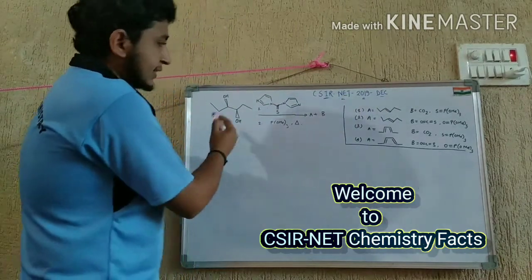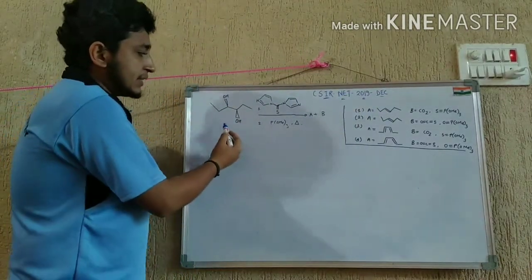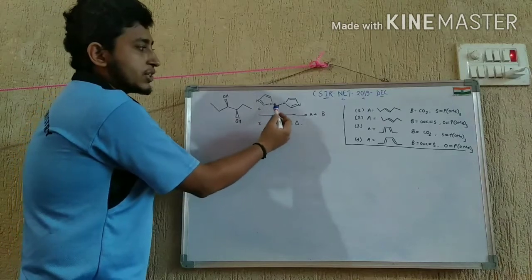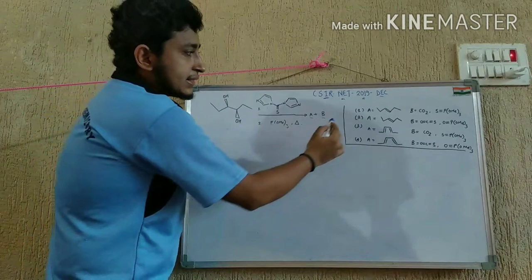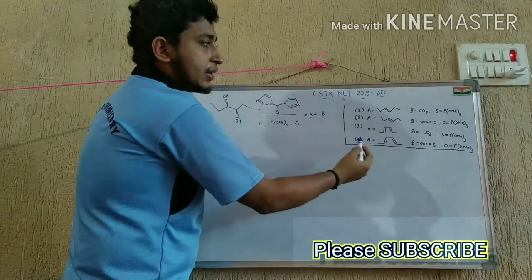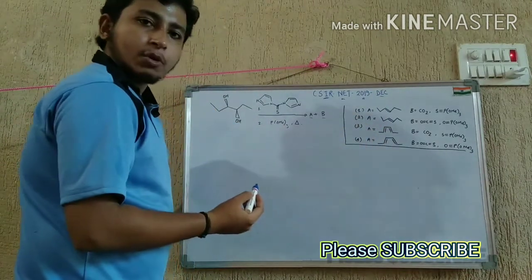This is the question on the screen, and you can see this is the diol associated with these two reagents. This is reagent 1 and reagent 2 to form the products A and B. The structures of A and B are given, and we have to predict which one is the correct structure of A and B.